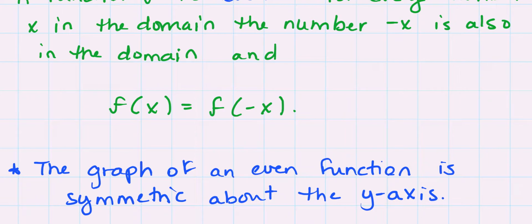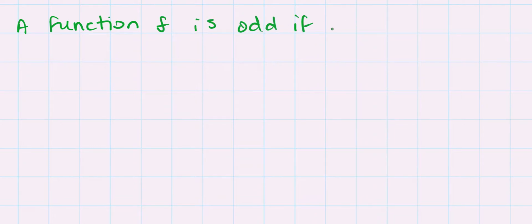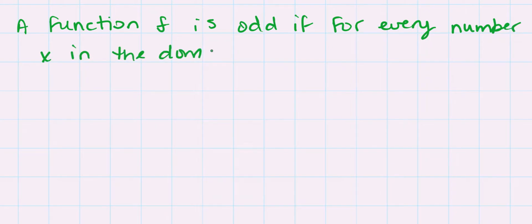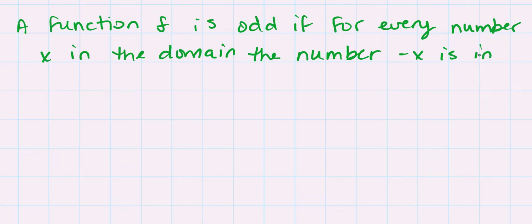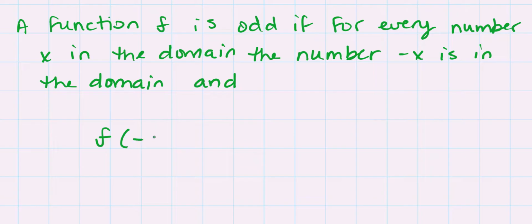Let's talk about odd functions. A function f is odd if for every number x in the domain, the number negative x is also in the domain, and we have the following property, that f of negative x is equal to negative f of x.